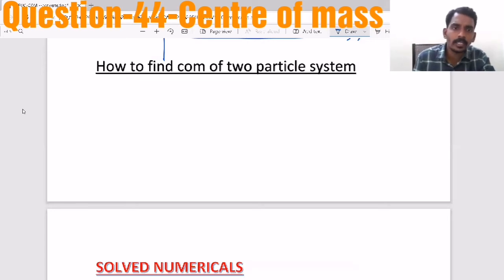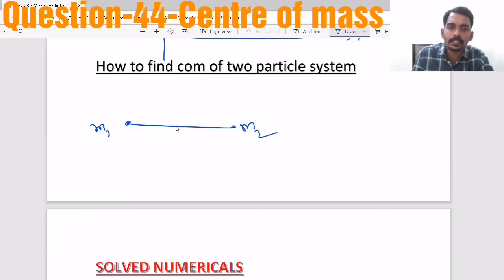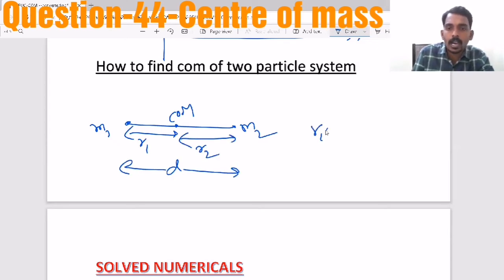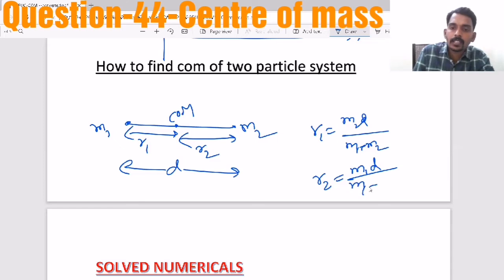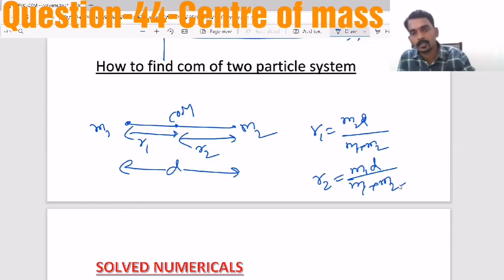Now one more thing, when there are only two particles, M1 and M2, their center of mass is somewhere at a distance R1 from M1 and R2 from M2, and the separation between them is D. Then R1 is M2D by M1 plus M2, and R2 is M1D by M1 plus M2. So you take any one point as reference and try to find the coordinate, then you will get the values of R1 and R2.